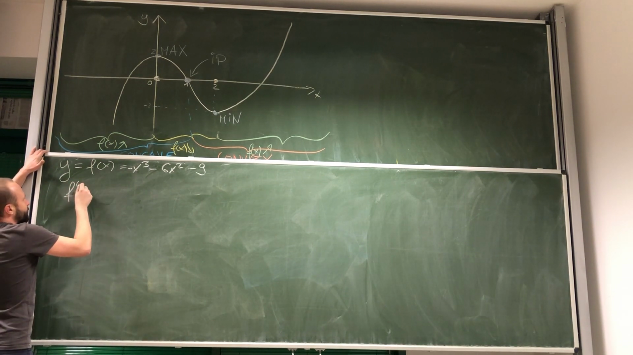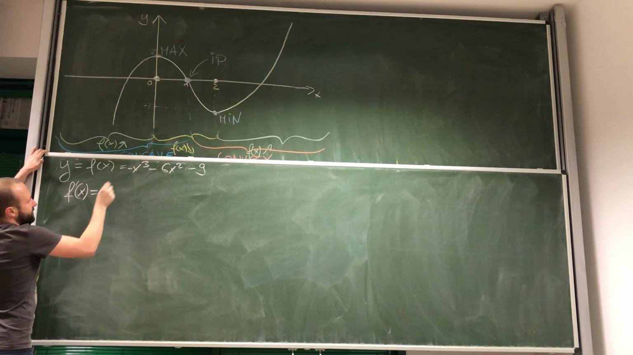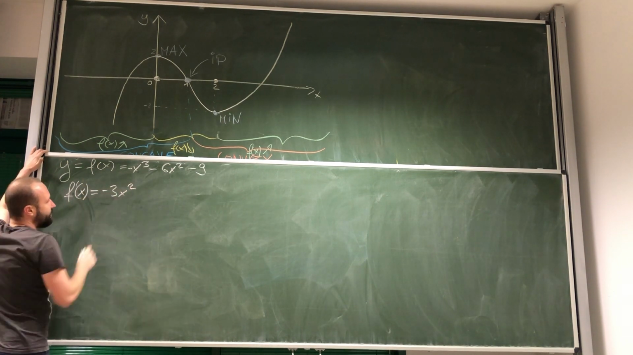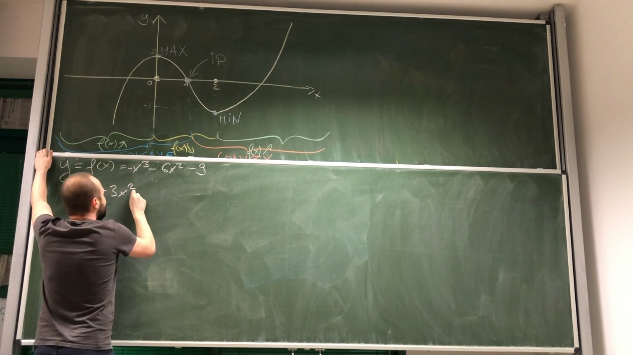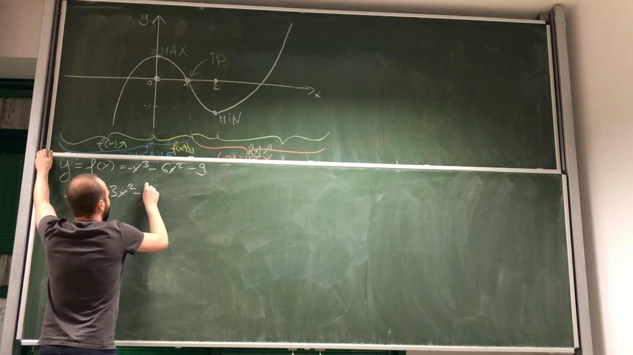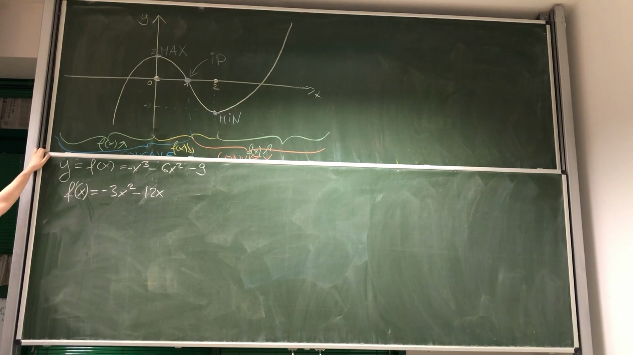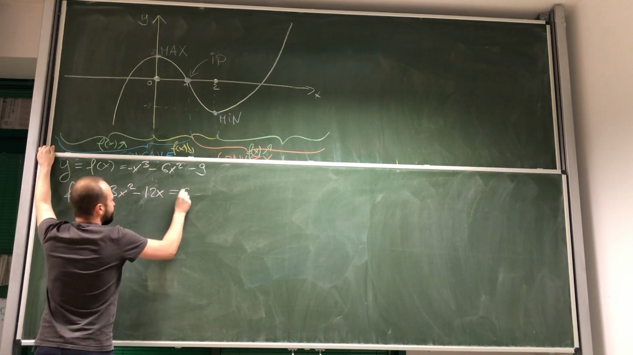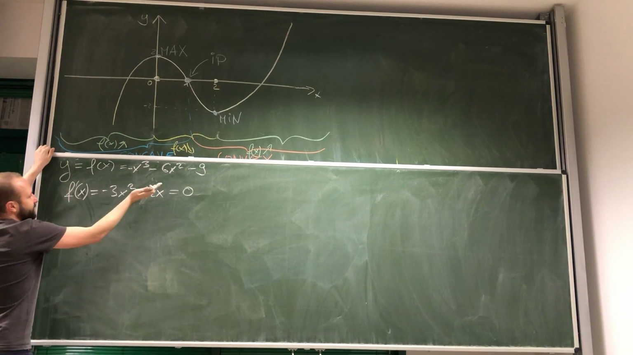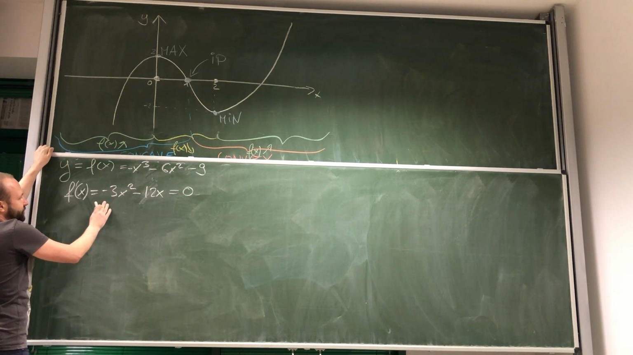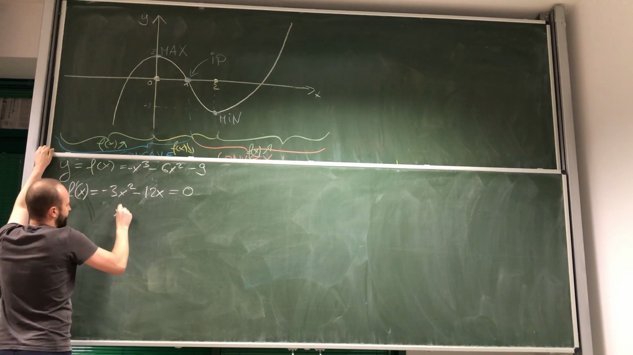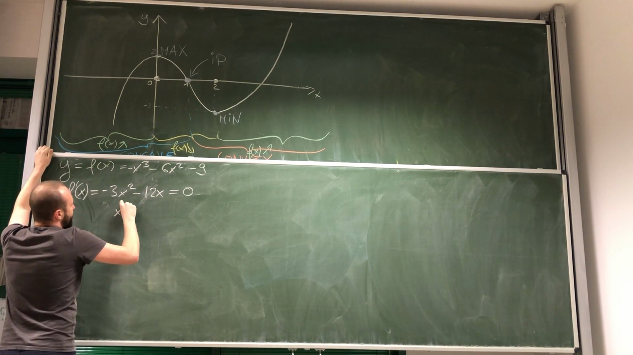F prime of x is equal to -3x squared minus 12x. And again, this is a parabola. It will be cutting through x-axis in 2 points. So let's find those. First, I can divide both sides of this equation by negative 3.